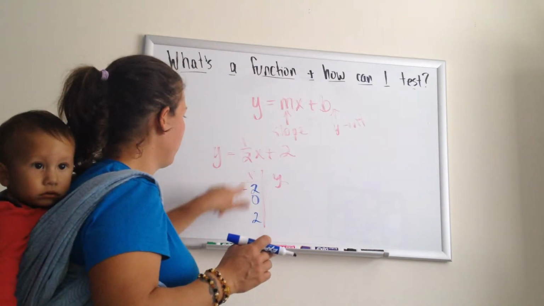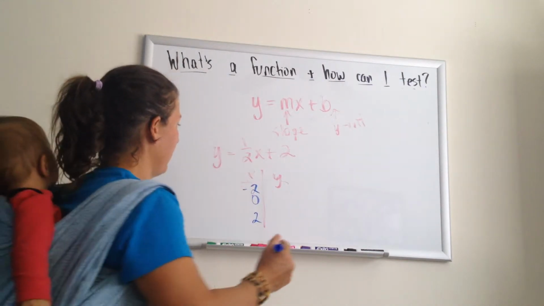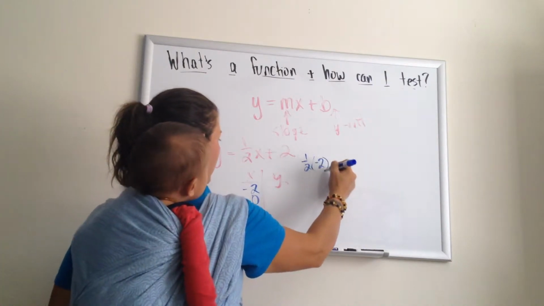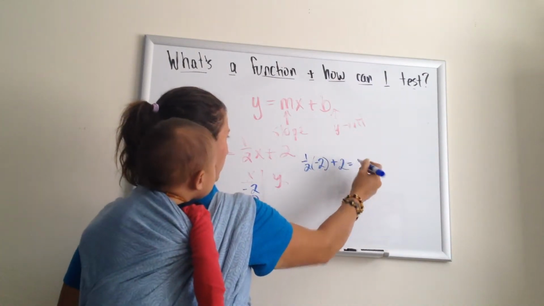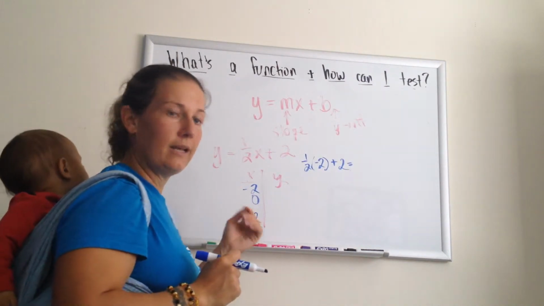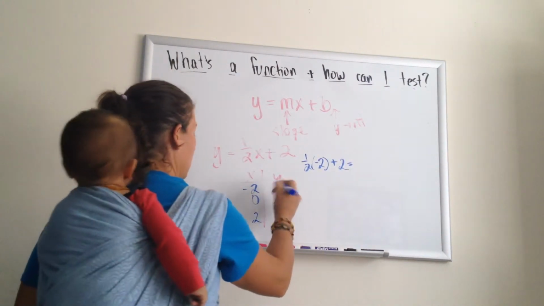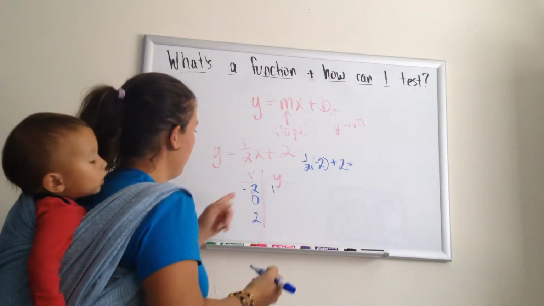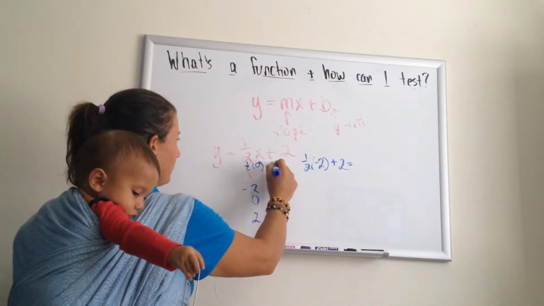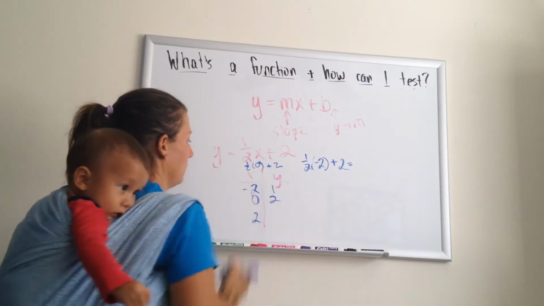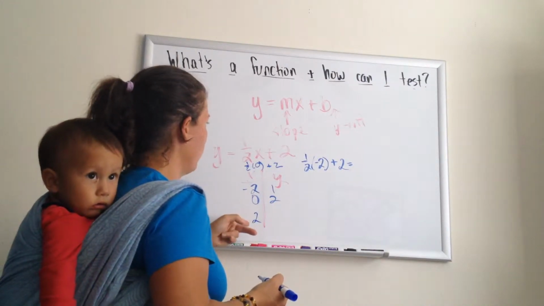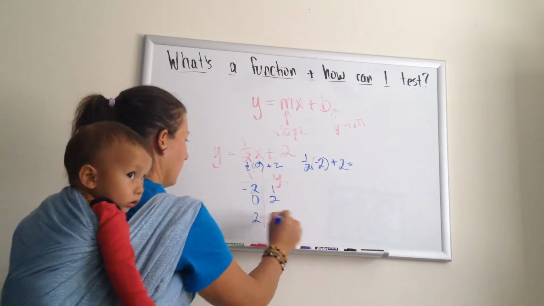First I'm going to plug in this first value for x in my equation. So 1/2 times -2 plus 2 gives me what for my output? Half of -2 is -1, and -1 plus 2 is +1. If I plug in a 0 for x, I'm multiplying 1/2 times 0, which gives me 0, plus 2. Then I multiply 1/2 by 2. Half of 2 is 1, and 1 plus 2 is 3.